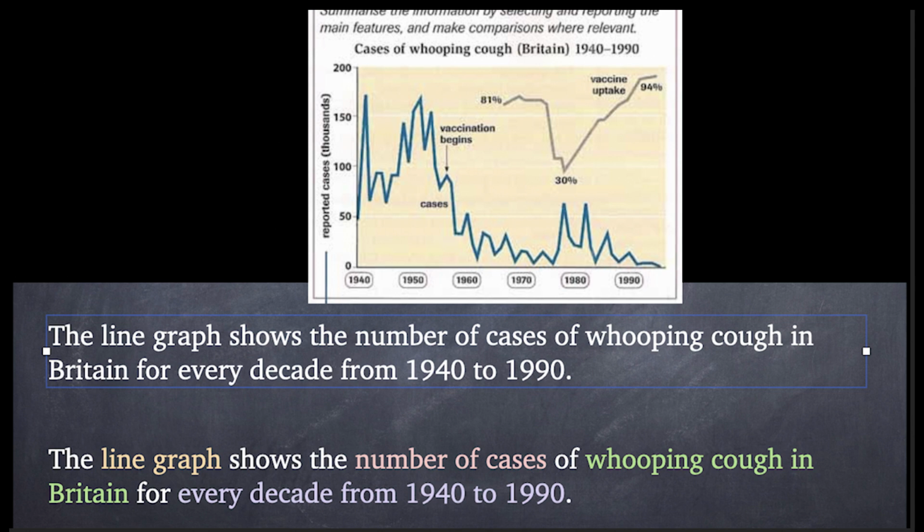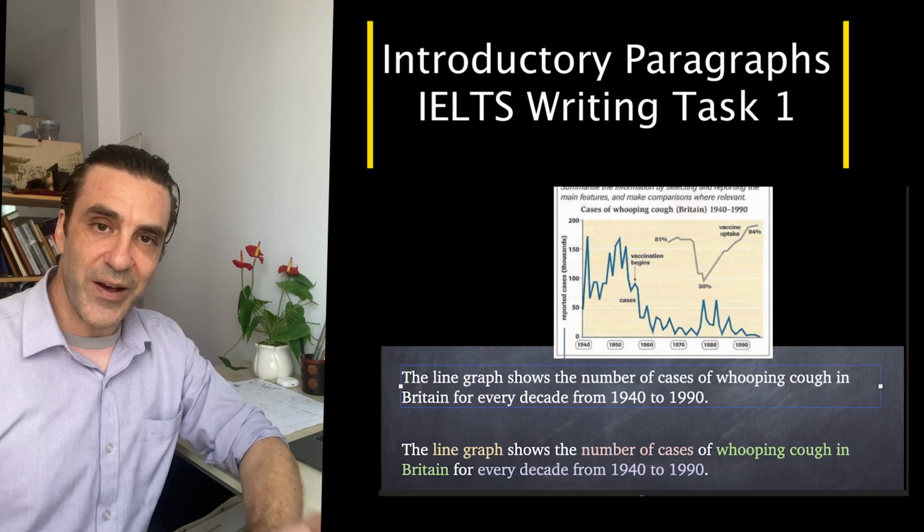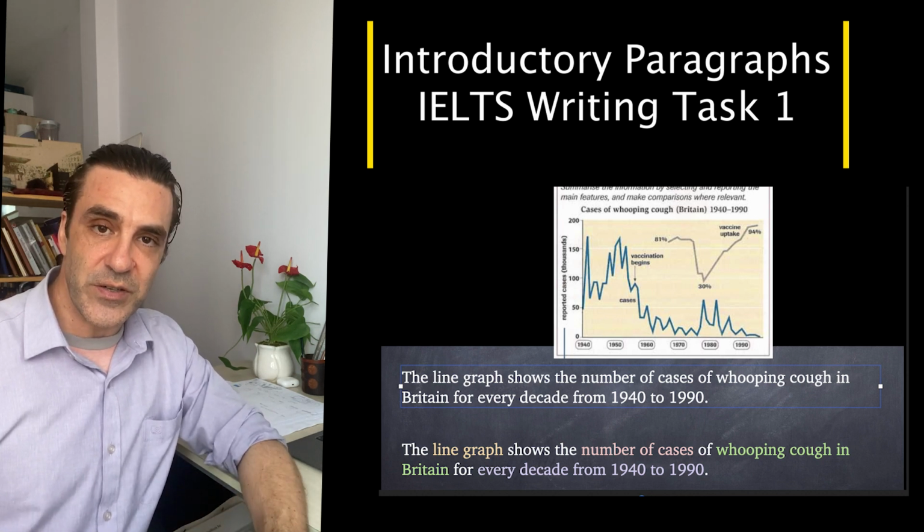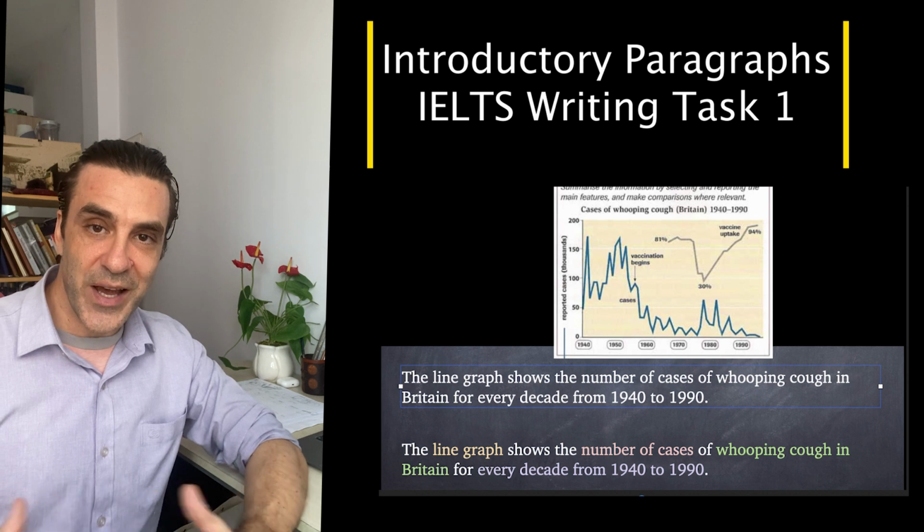So an introduction for a line graph can look like this. The line graph shows the number of cases of whooping cough in Britain over every decade from 1940 to 1990. So please notice how I highlight some key words from that introduction to show you those main features. That's what an introduction for a line graph looks like.